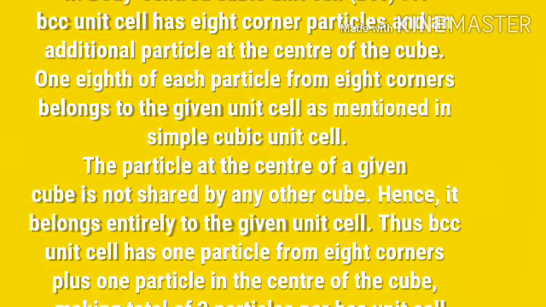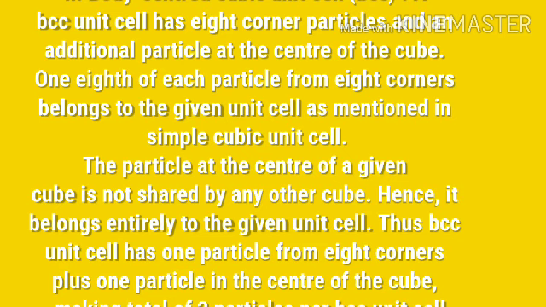Second, body-centered cubic unit cell, that is BCC. A BCC unit cell has 8 corner particles and an additional particle at the center of the cube. 1/8 of each particle from 8 corners belongs to the given unit cell as mentioned in simple cubic unit cell. The particle at the center of the given cube is not shared by any other cube. Hence, it belongs entirely to the given unit cell. Thus, BCC unit cell has one particle from 8 corners plus one particle in the center of the cube, making a total of 2 particles per BCC unit cell.